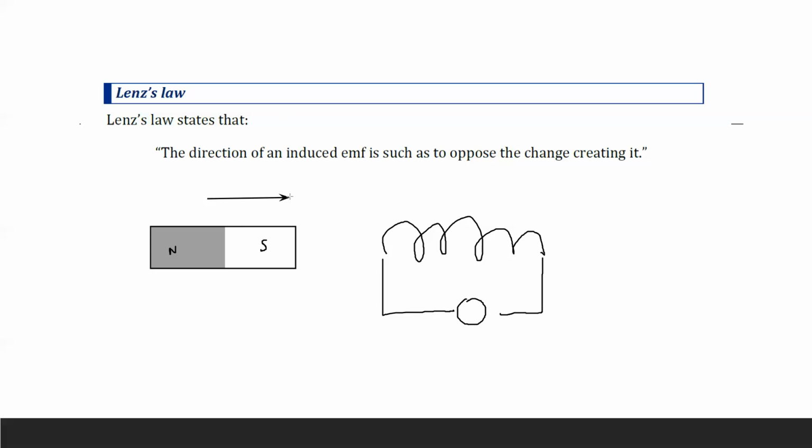If you are moving the magnet towards the solenoid, there will be a change in the magnetic field. Due to this change in magnetic field, there will be induced EMF in the solenoid. But what happens? According to Lenz's law, the induced EMF always tries to oppose the change.